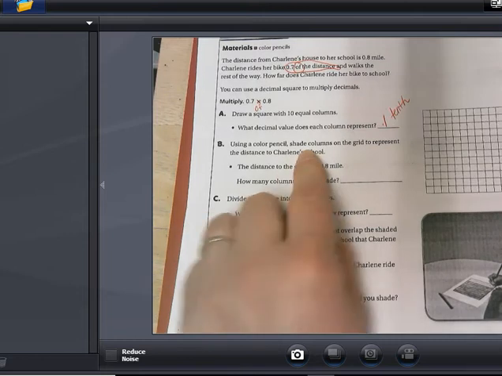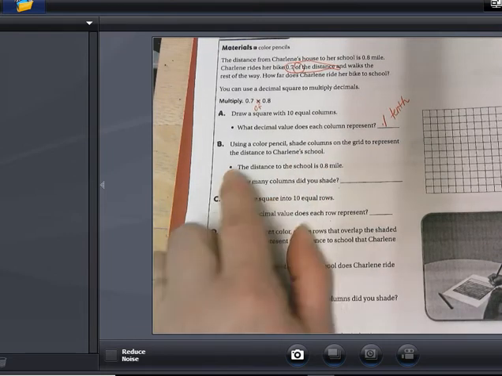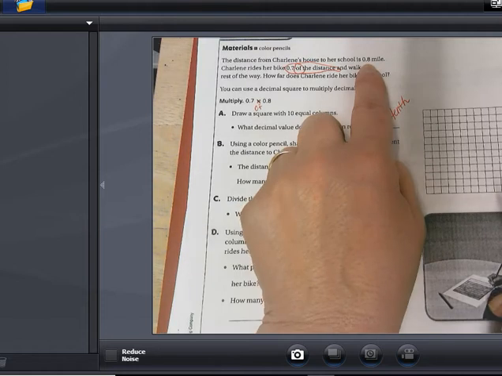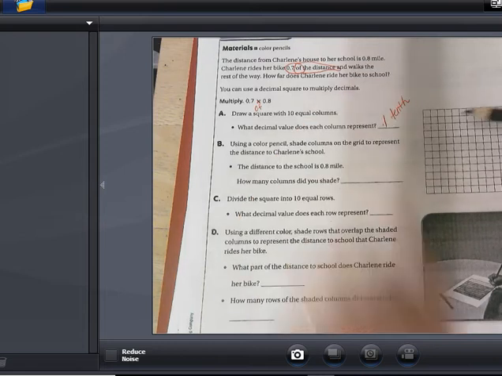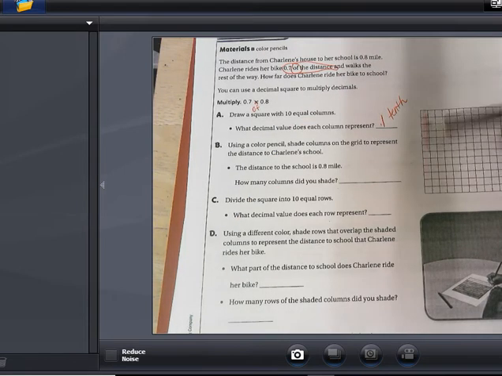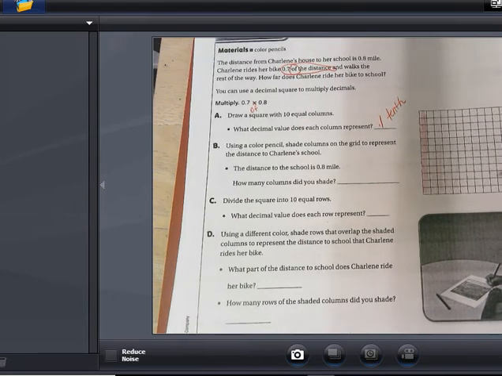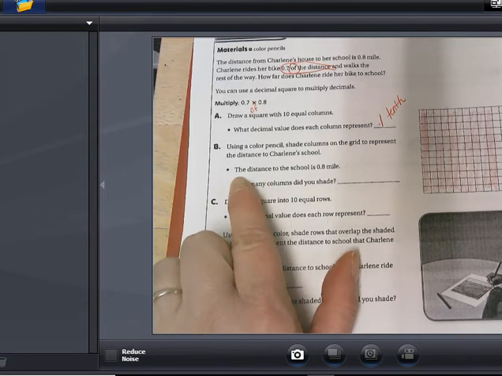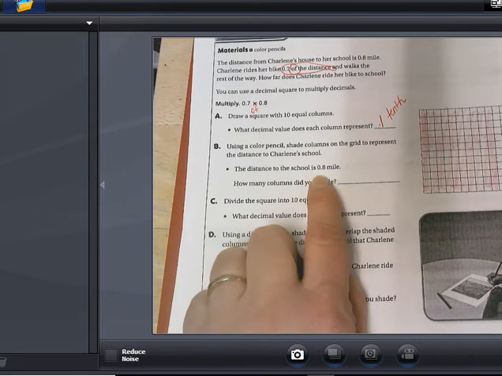Using colored pencils, shade the columns on the grid to represent the distance to Charlene's school. So go back up here to our information. The distance to her school is 8/10 of a mile, so I'm going to shade in 8/10. Okay, the distance to the school is 8/10.